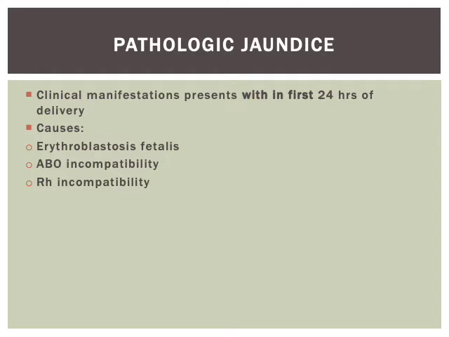Pathologic jaundice. There are two major types of jaundice. We have pathologic jaundice and we have physiologic jaundice. So now let's talk about the pathologic jaundice. With this pathologic jaundice, you will see the clinical manifestations presenting within the first 24 hours of life. So within the first 24 hours of delivery, you will start to see the clinical manifestations of jaundice. We're going to cover some of the signs and symptoms, but before we get into that, we will go over some of the causes of this pathologic jaundice.